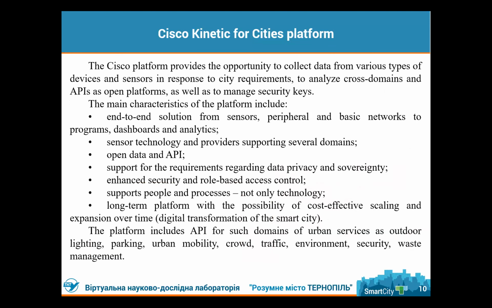Next is Cisco Kinetic for Cities. The Cisco platform provides the opportunity to collect data from various types of devices and sensors in response to city requirements, to analyze cross-domains and APIs as open platforms, as well as to manage security keys. The platform includes APIs for such domains of urban services as outdoor lighting, parking, urban mobility, crowd, traffic, environment, security, waste management. Cisco Kinetic for Cities platform is delivered as a cloud service or local deployment model.